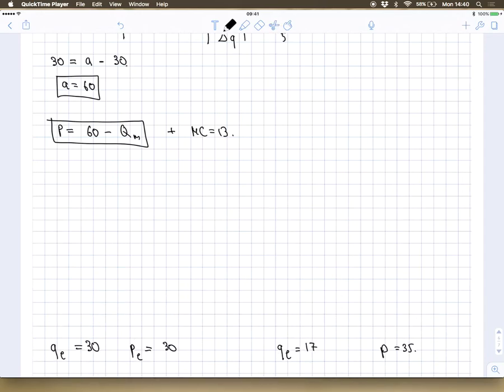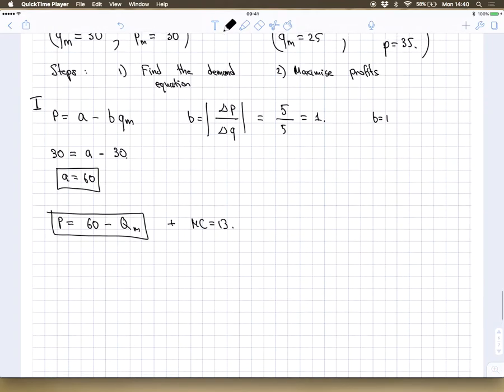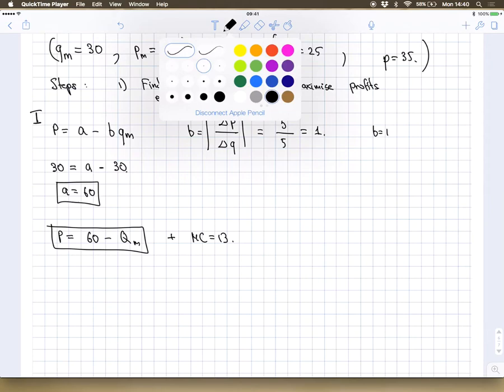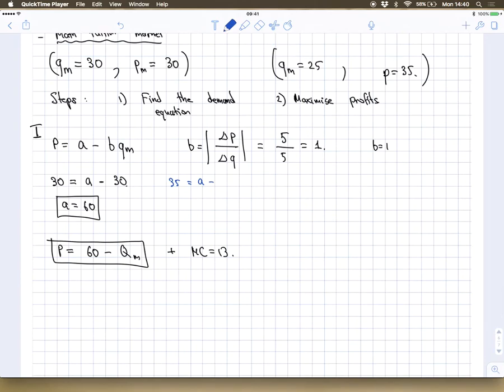Could we also use the new price and quantity in that, or is it just in this case that it works out? Or can you always also use the 35? Oh yeah, you could have, and it should have worked, right? So let's try that, just to convince ourselves. Price of 35 is equal to A minus quantity of 25. Bring the 25 on the other side, you'd find A is equal to 60. It didn't matter which of the points you use because it should work for all points, okay?